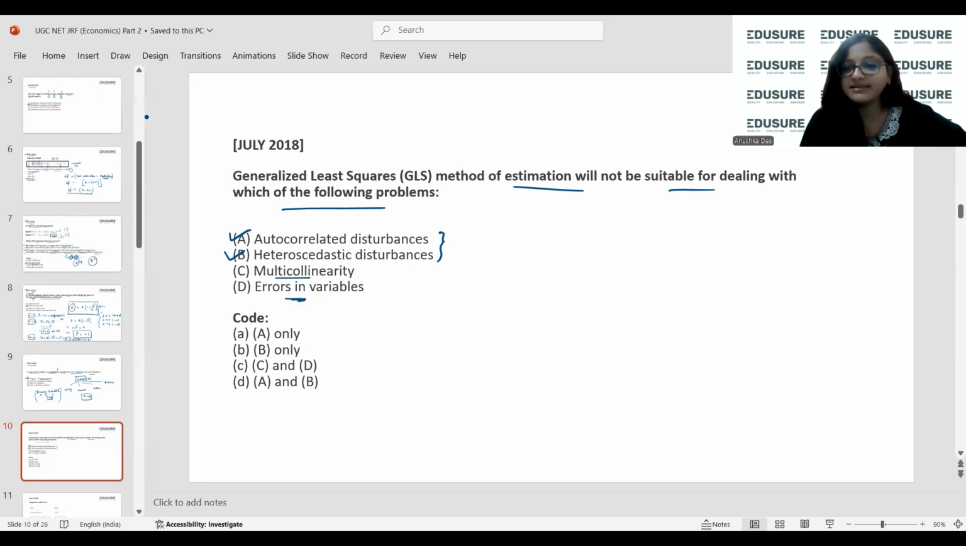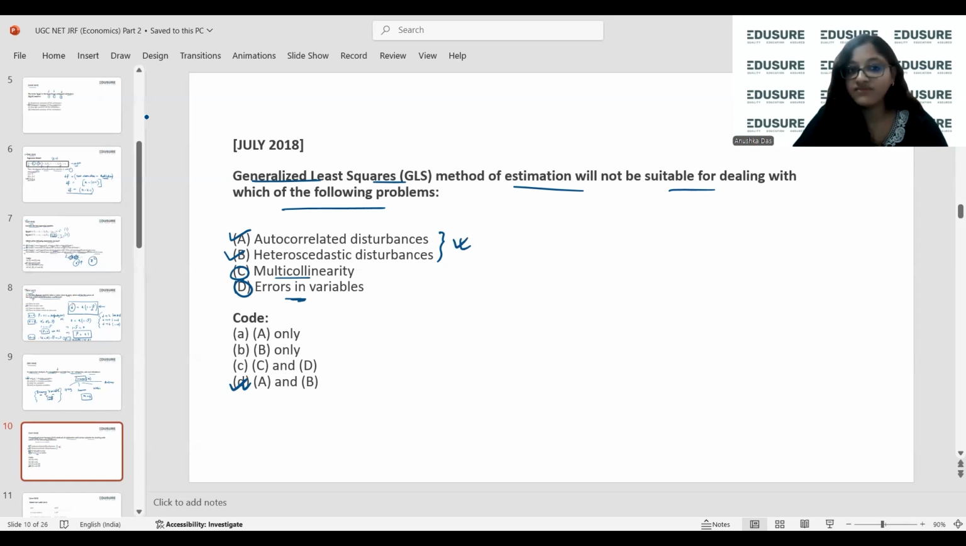And for errors in variables, we usually use other measures like instrumental variables. Instrumental variable is the main method to handle that. So for multicollinearity and errors in variables, the generalized least square method is not helpful. So A and B only will be the right answer. Generalized least square is used for autocorrelation and heteroscedasticity.